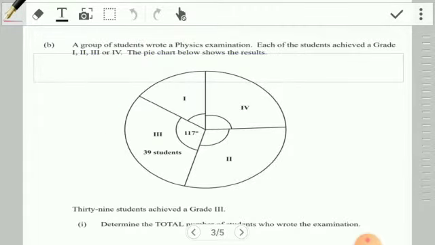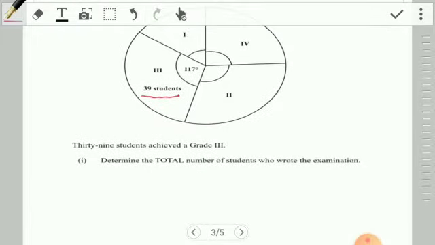All right. Now we have a pie chart in the B section. It says a group of students wrote the physics exam. Each of the students achieved a grade 1, 2, 3, or 4. The pie chart below represents that. So here we're seeing our pie chart where those who got grade 3 were 39 students, and the sector angle was 117.